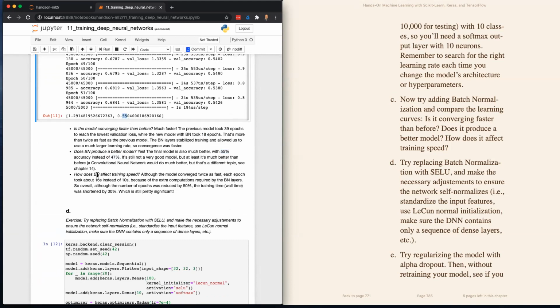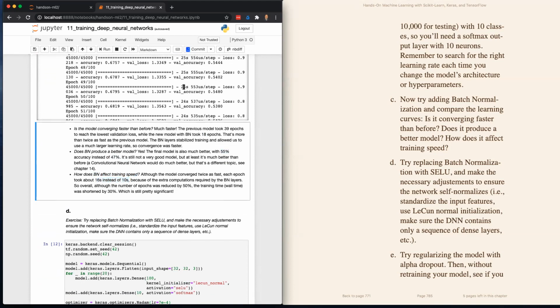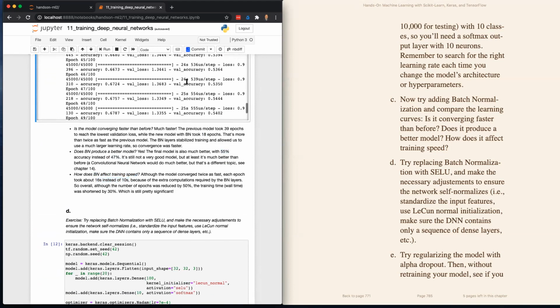But the speed: batch norm affects training speed. Although the model converges twice as fast, each epoch took 16 seconds instead of 10 seconds. Actually, mine takes quite a lot, like 25 seconds each epoch. So obviously there is a hardware difference. But overall, batch normalization gives you more accuracy, but the training computation time goes up.